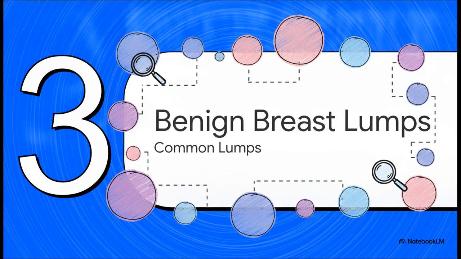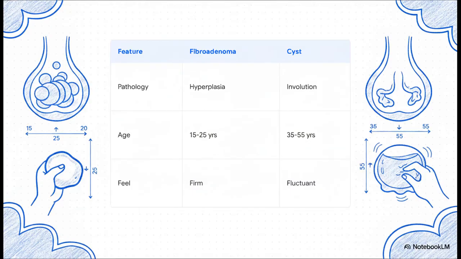Now for Section 3, common benign breast lumps. Let's shift from generalized diffuse pain to a scenario that demands a highly methodical diagnostic approach, finding a discrete, benign breast lump. It is absolutely fascinating how perfectly these lumps map right back to that ANDI timeline we talked about. Let's compare the two most high-yield benign lumps.